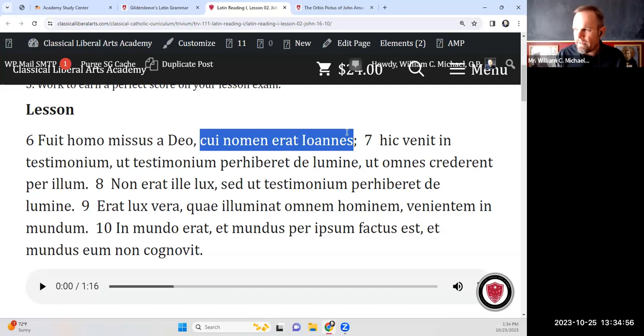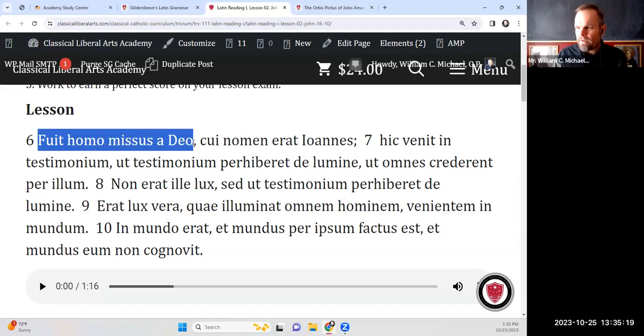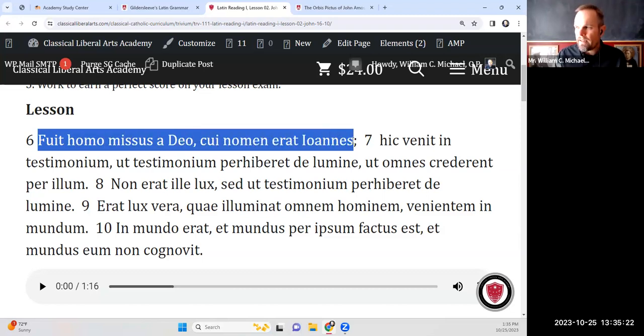So qui nomen erat Ioannes means for whom the name was John. Now in English, we could translate that whose name was John. We express it in a different way. We wouldn't say for whom the name was John, but that's the Latin way of saying that. Okay, so verse 6. Fuit homo missus a Deo, qui nomen erat Ioannes. There was a man sent from God whose name was John.